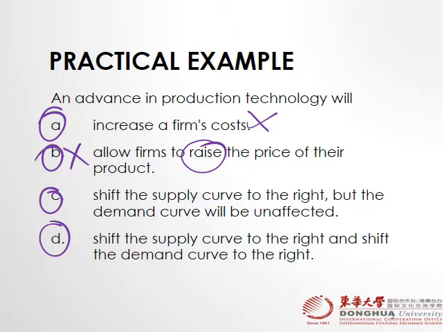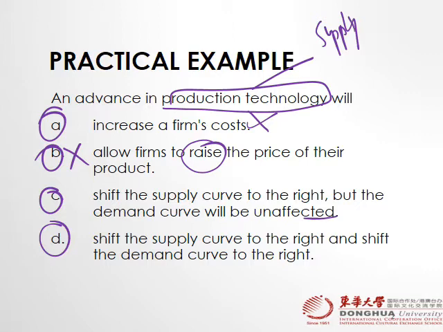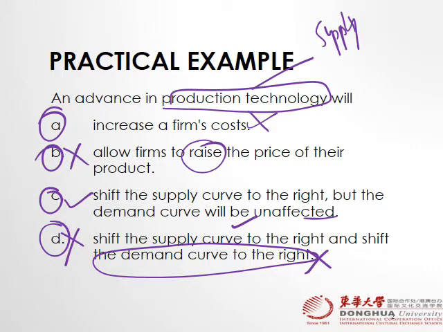C, shift the supply curve to the right, but the demand curve will be unaffected, right? Since production technology belongs to supply. And technology, what did I tell you? The technology always increases supply, so C is the correct answer. How about the D? Shift the supply curve to the right and shift the demand curve to the right. This part is true, but this part is not true because production technology belongs to supply, not demand. So C is the correct answer. If your answer is C, you are in very good shape.